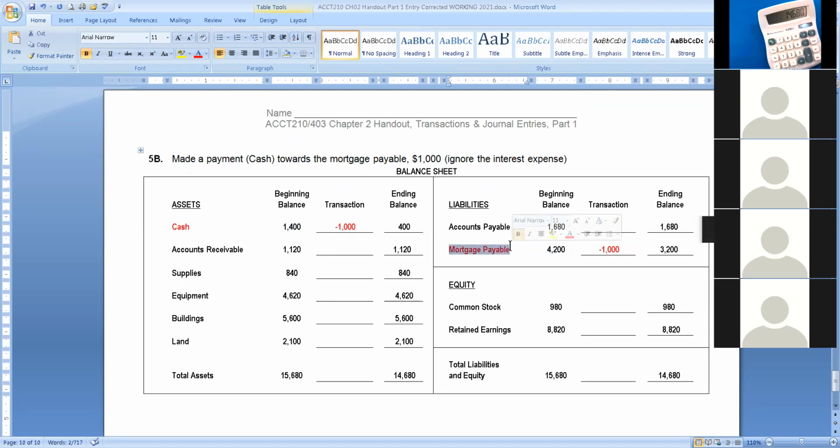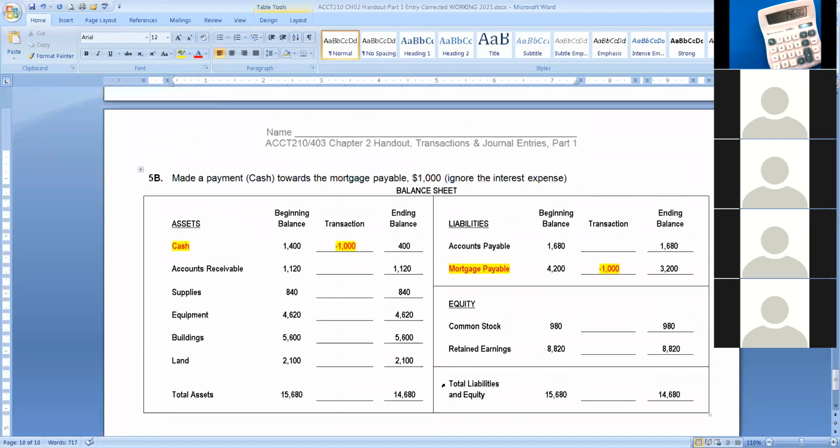And even more so, if you think about it, if you're just going to record the transaction, you really don't even have to do the totals. If your only job was to record this transaction, you just say cash went down by 1,000 and mortgage payable went down by 1,000. That's it. That's all that happened. If you didn't need to know what the ending balances were, you could just record that, and that's what we're going to do next in part 2.